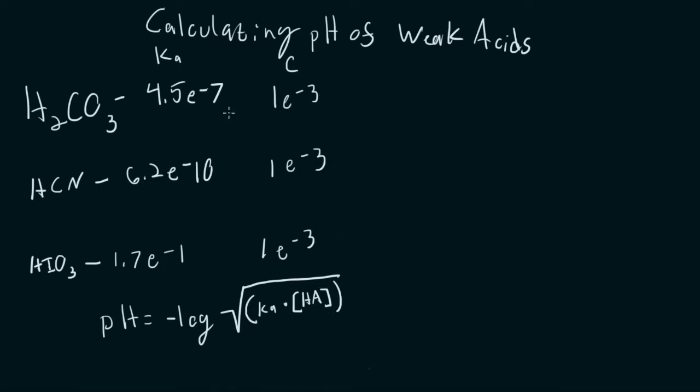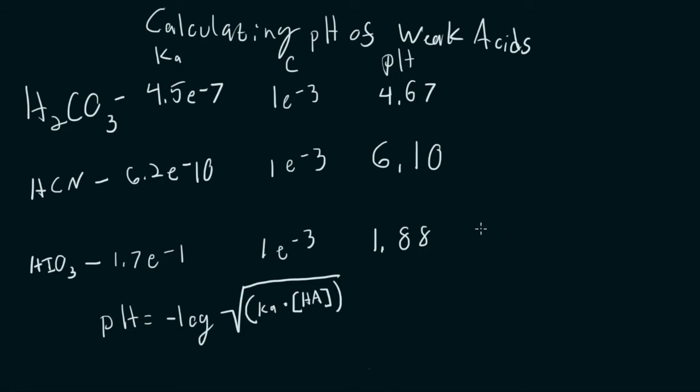So let's go ahead and do this first one. It's going to be the negative log of the square root of 4.5e-7 times 1e-3. And so for our carbonic acid, we get a pH of 4.67. And now for our hydrocyanic acid, we get a pH of 6.10. And for our iodic acid, we get a pH of 1.88.